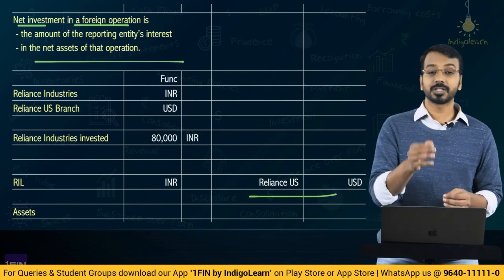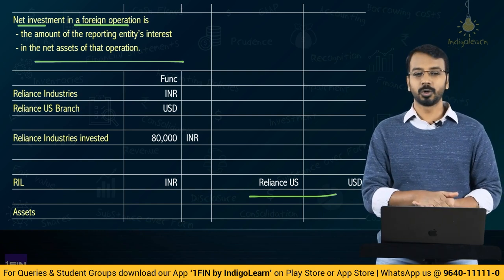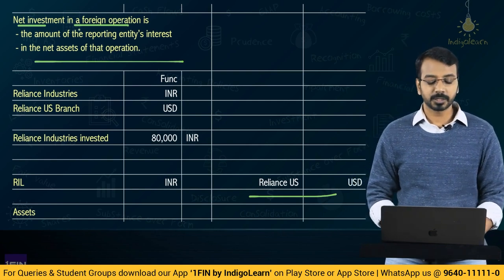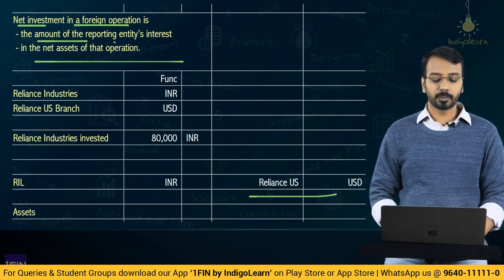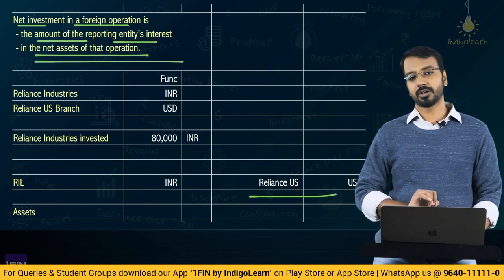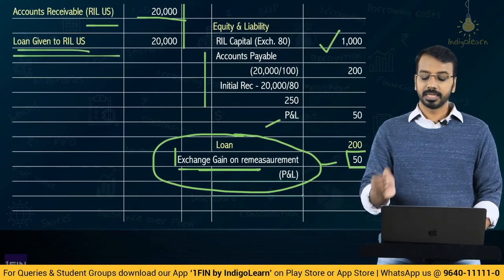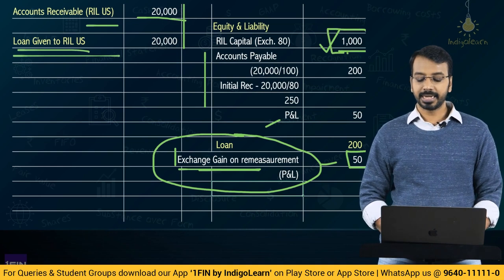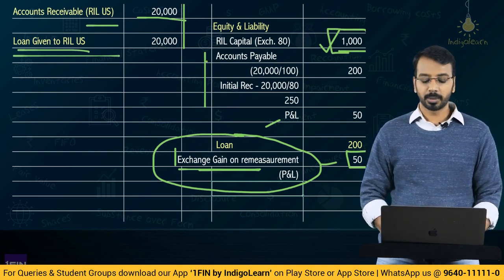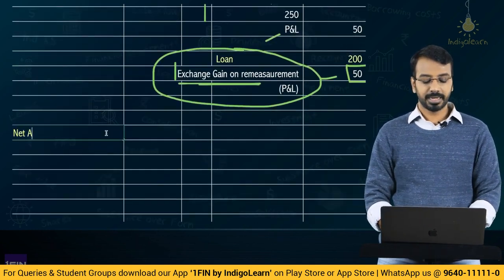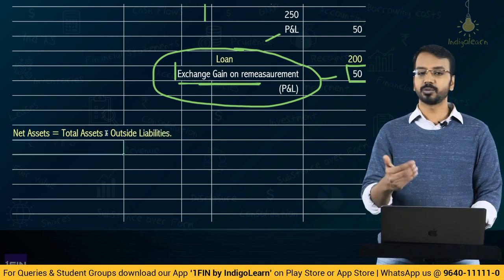So when we talk about net investment in foreign operation, one thing that is included is the net assets of the foreign operation. The standard says net investment in a foreign operation is the amount of the reporting entity's interest in the net assets of that operation. So whatever is the net asset, that is this equity part, which is 1000, this is net investment in foreign operation. Okay. Sir, what about this accounts payable? Accounts payable is not a part of net assets. How do you decide net assets? Net assets is equal to total assets minus outside liabilities, right? That is what is the net asset.